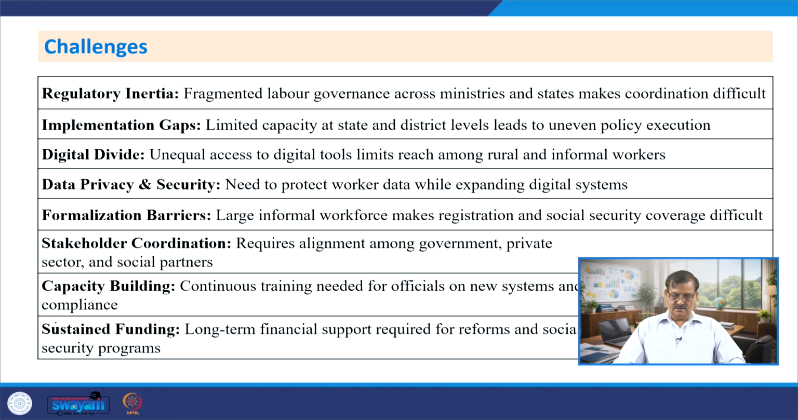Continuous training needs for officials on new systems and compliance. In fact, the Government of India, a few years ago, set the target of skilling 500 million workers. But if you look at the ground reality of skilling of workers, we will observe that there has not been much progress in that area. So, capacity building of the institutions, including training institutions, education institutions, and governing institutions, is very, very important in order to implement the policy in letter and spirit.